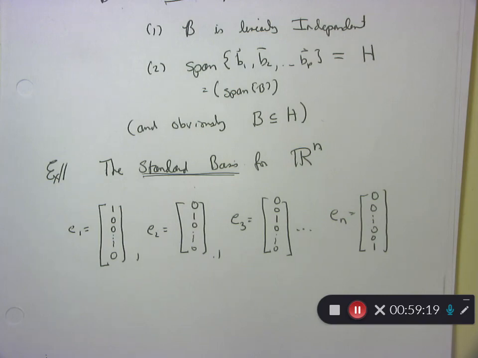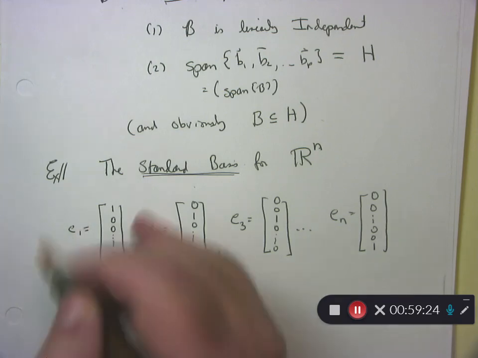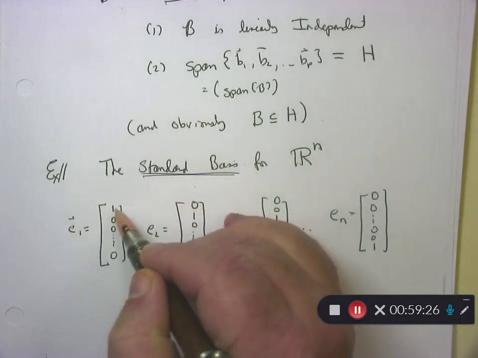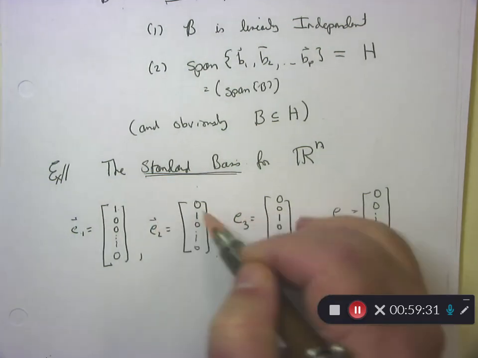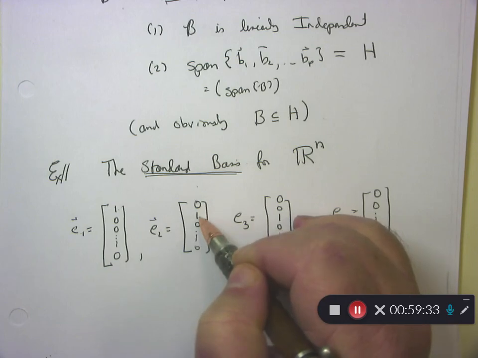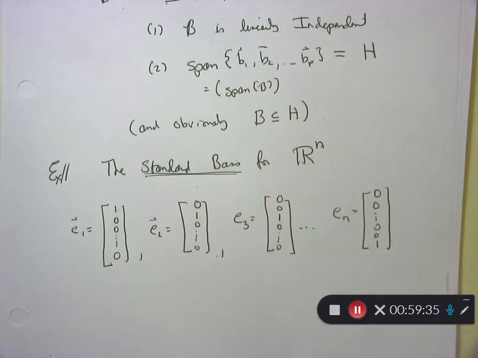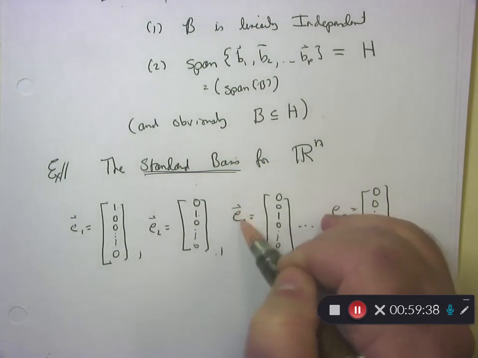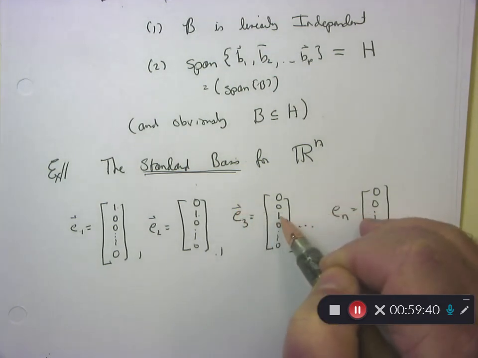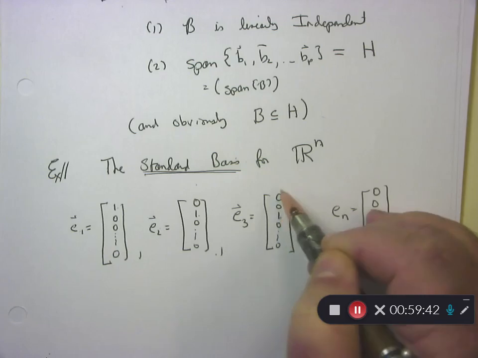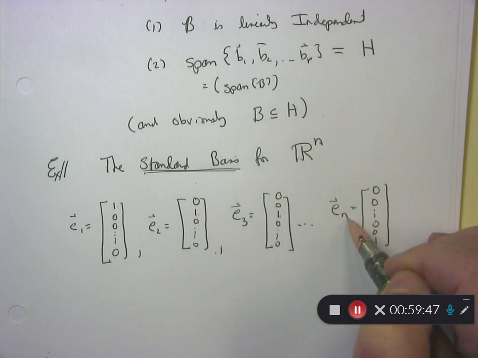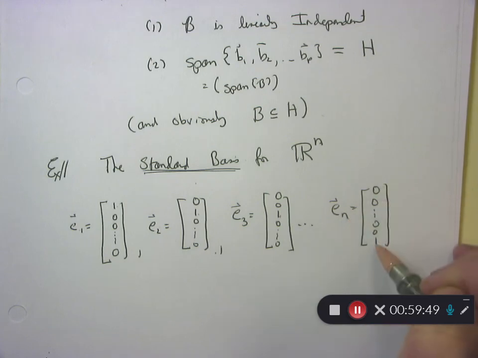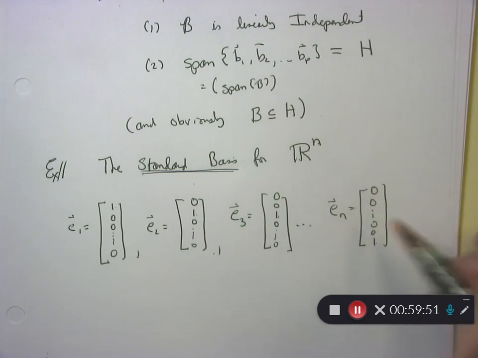So the standard basis for Rn is going to be the vector E1, you put 1 in the first position, 0s the rest of the way. Vector E2, you put a 1 in the second position, 0s everywhere else. Vector E3, putting a 1 in the third component, and 0s everywhere else. And then dot, dot, dot, all the way down to En, you put 1 in the nth component and 0s everywhere else.